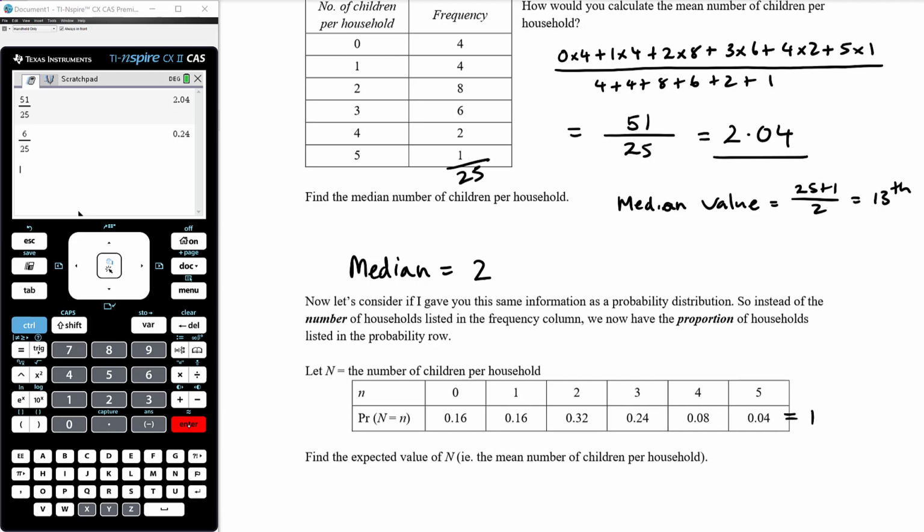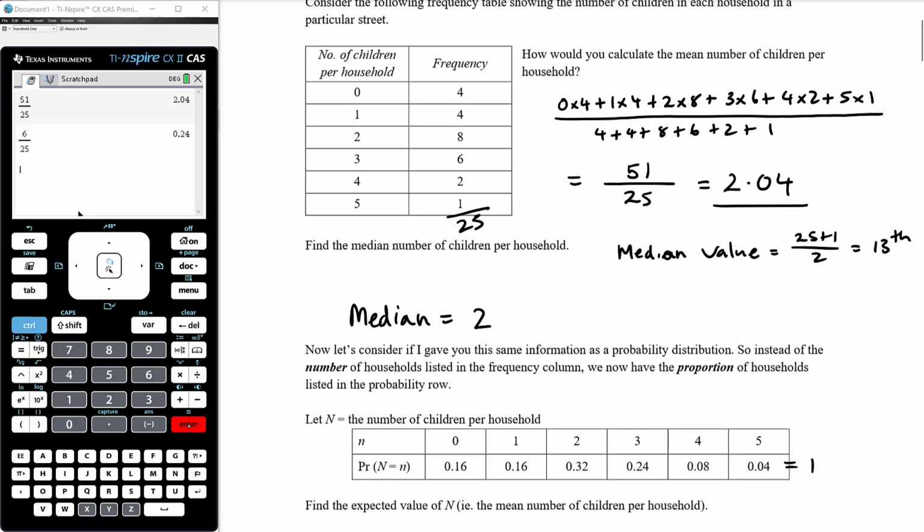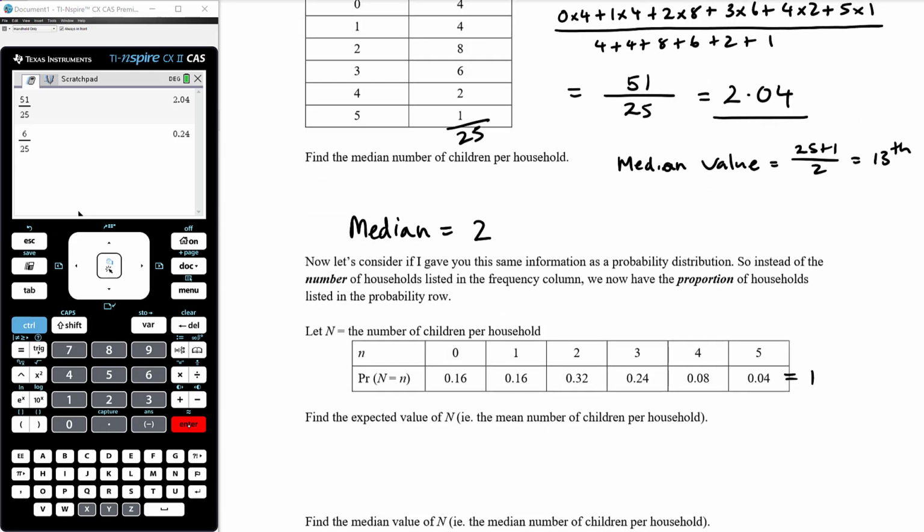So when we think about finding the mean or the expected value, as it would be in a probability distribution, and if we've defined a discrete random variable, n, the number of children per household, we've got the possible values for n, 0 to 5 in this particular street, and the probabilities of each of those options, so we've got a probability distribution here. The expected value of n we would write as E(n), which is the same as the mean number of children per household.